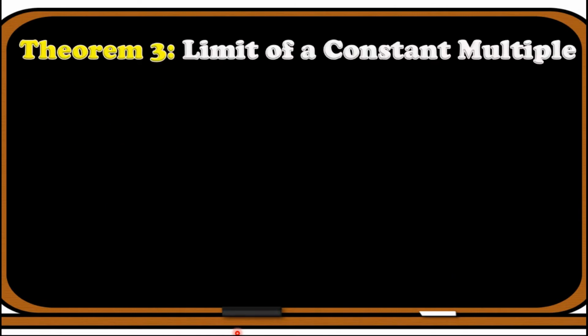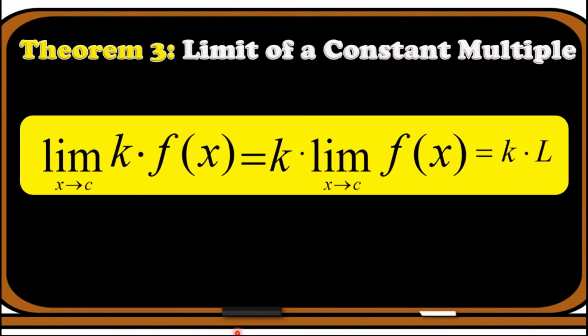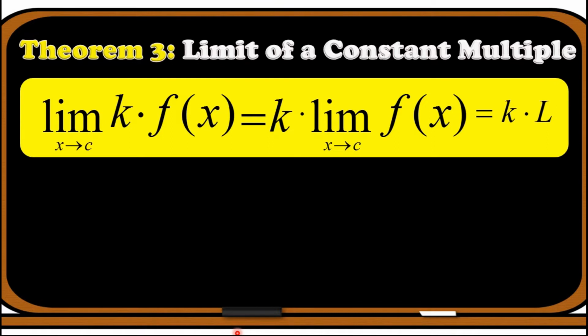Theorem number 3, limit of a constant multiple. The limit of a multiple of a function is simply that multiple of the limit of the function. If we have the limit of k, the constant, times the function as x approaches c, this is simply equal to the constant times the limit of the function as x approaches c. So in simplifying, we will just simply multiply the constant and the limit L.